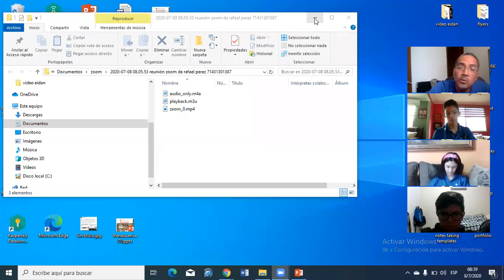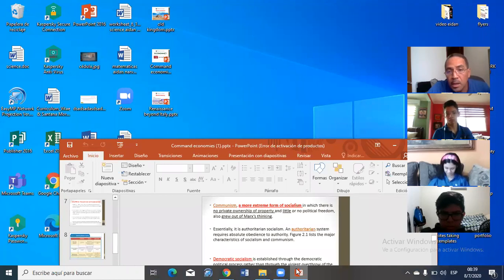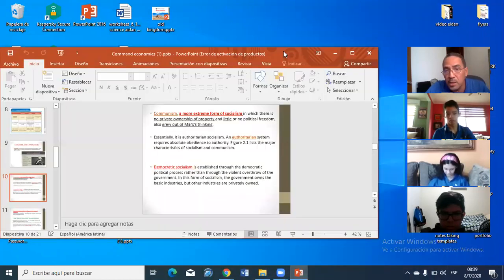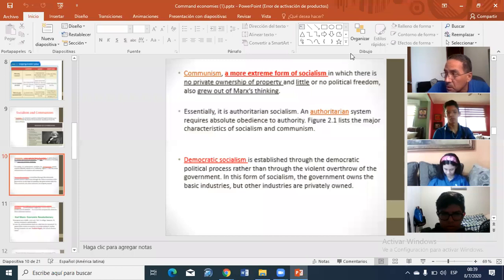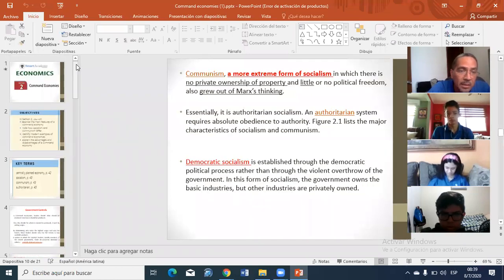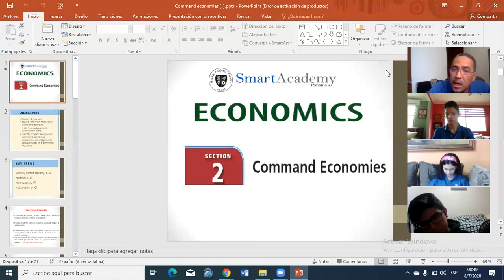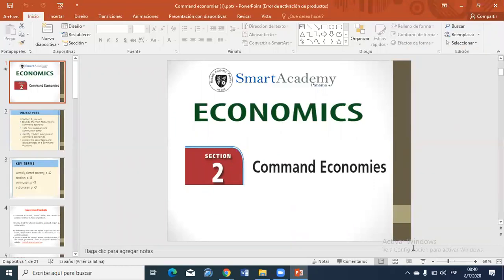We're going to go deeper into the command system. And the thing is, there are two ideological systems that manage these command economies, que son el socialismo y el comunismo, and both are not the same. It sounds the same, looks the same, but they are not the same thing. They are different things.